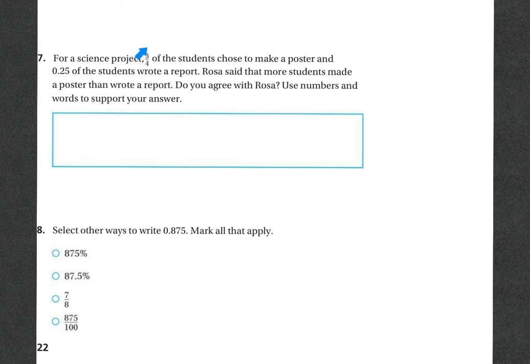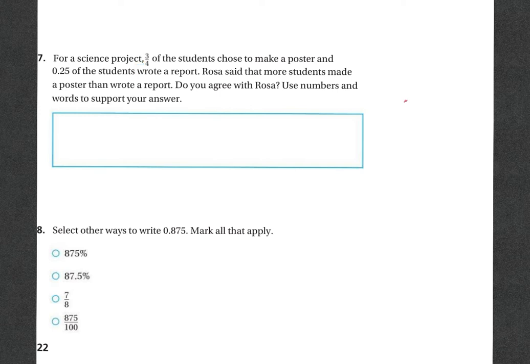For a science project, 3/4 of the students chose to make a poster, and 0.25 of the students wrote a report. Rosa said that more students made a poster than wrote a report. Do you agree or disagree? Use the numbers and support your answers. Well, first I would convert them into like numbers. So 3/4, I would make that into a decimal. And 3 divided by 4 is 0.75.